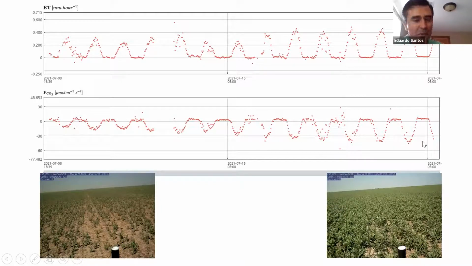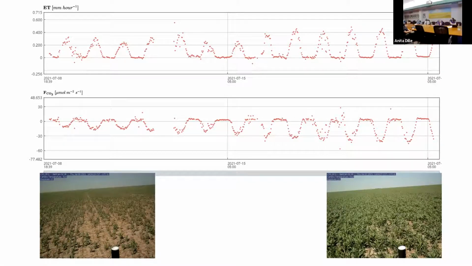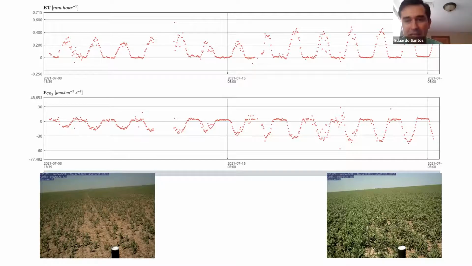Let's see if somebody can tell me why that is happening. Why is it getting so negative over time? More photosynthesis. That's right. So we have more photosynthesis, right? You have more leaf area, more biomass accumulating, so we have more CO2 being removed from the atmosphere.